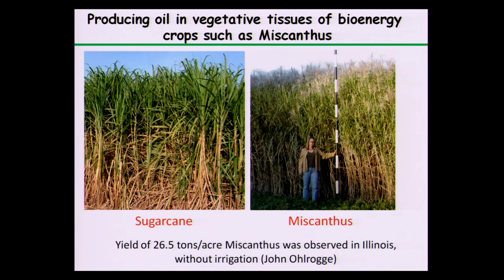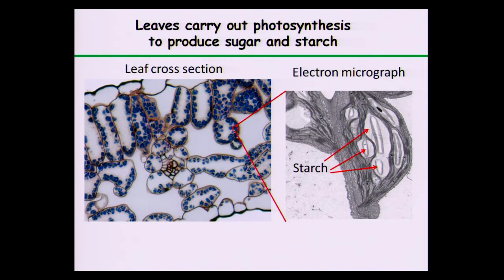Another way we can expand oil production is to produce oil in a bioenergy crop, which normally has a very high biomass yield. However, leaves or vegetative tissues carry out photosynthesis and produce sugar and starch instead of oil. As shown here is a cross-section of a mature leaf. You can see that in most of the cells, chloroplast is the main organelle we can see under this magnification. Chloroplast, as I mentioned before, is an organelle that's responsible for photosynthesis. If you look at a higher magnification, you see that the chloroplast is filled with starch. We don't see any oil.